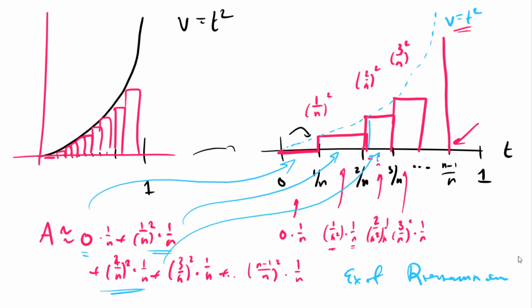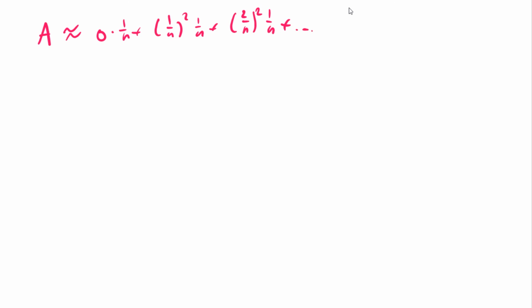These things are easier to work with in sigma notation. So let's actually write down our expression. We know that the area underneath our curve was about equal to 0 times 1 over n plus 1 over n squared times 1 over n plus 2 over n squared times 1 over n up to n minus 1 over n squared times 1 over n. Notice each one of those terms has a 1 over n in it, and so it's going to factor out.